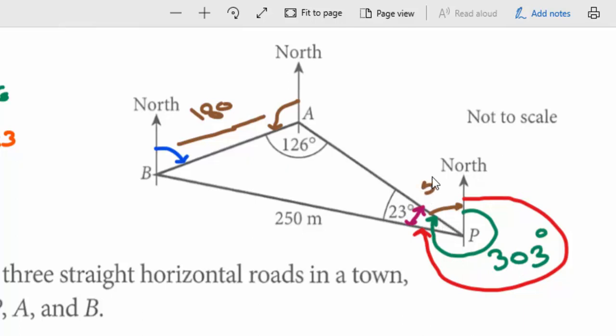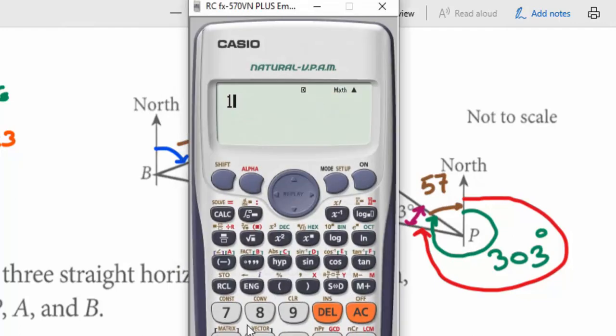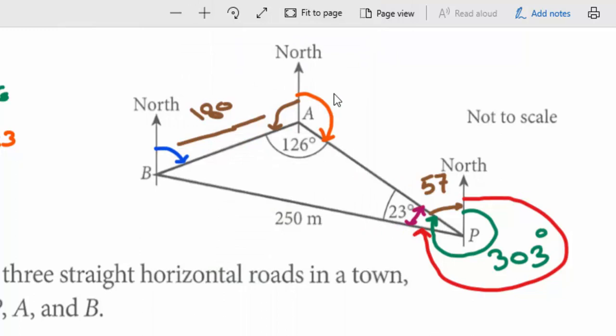We need 57 more degrees. So it means this angle is 57, and this angle here from the A, this angle completes 180 with 57. Then 57 plus which number will be 180? Or simply 180 minus 57 is 123 degrees. So this angle is 123 degrees.